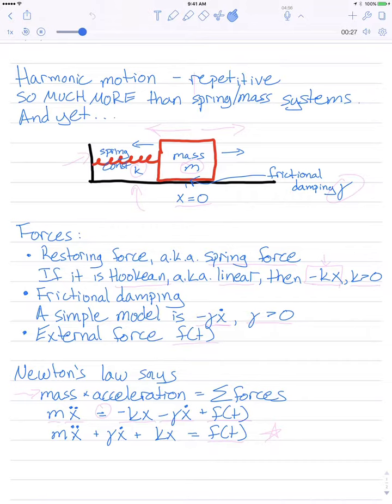And so I don't want you to think that all harmonic motion is like if you take a metal spring and attach it to a mass. It's so much more than that. And yet, for pedagogical purposes, what I'm going to do is start with just a really simple spring mass system.